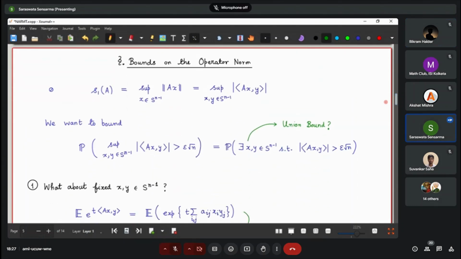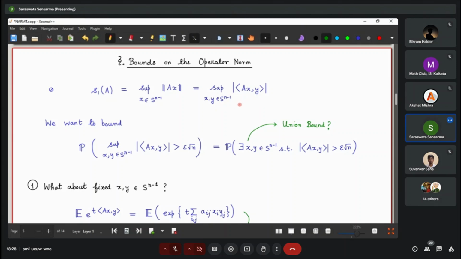Let's start with the first one, the operator norm. Now there is this obvious geometric interpretation of it as a supremum over this set, the sphere S^(n-1). It's easy to see that instead of taking the supremum over the norm, I can take this double supremum over the inner product.